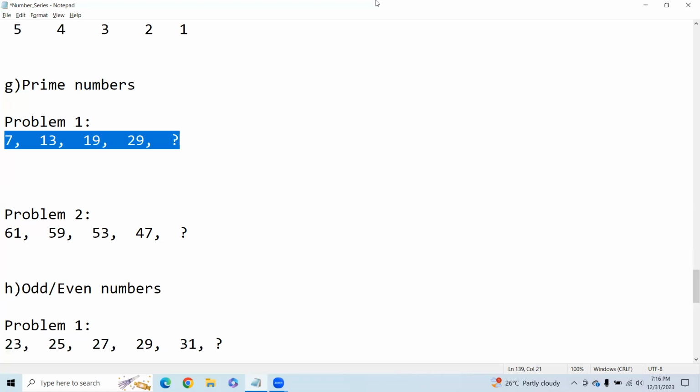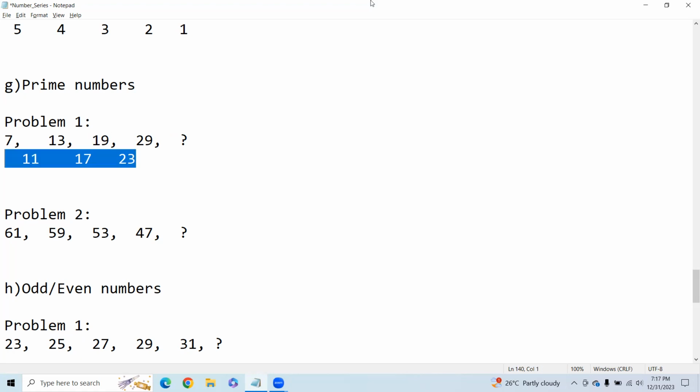By looking at these numbers, if you observe some common thing, all of them are prime numbers. After 7, you have 11 as a prime number, and then we are skipping it and we are writing 13 over here. What is the next prime number after 13? It's 17. We are skipping 17 and then we are writing 19. After 19, what is the next prime number? 23.